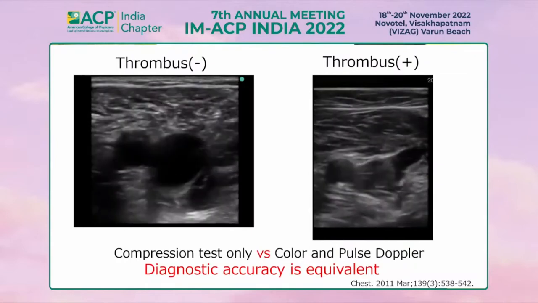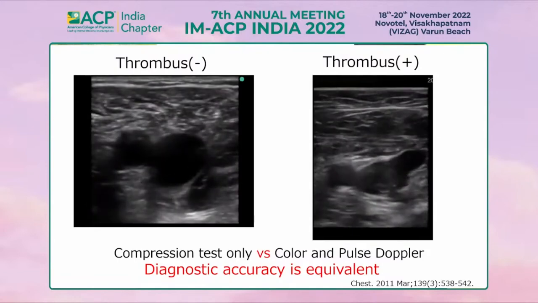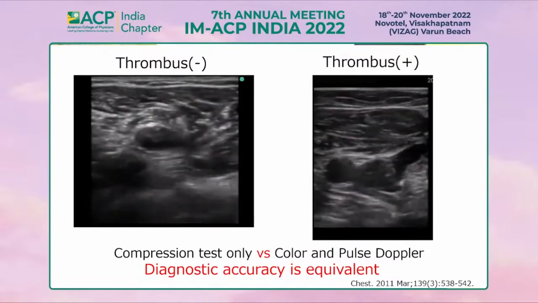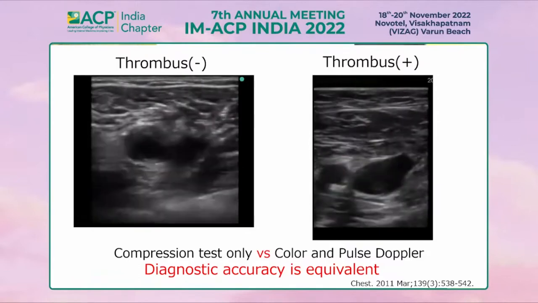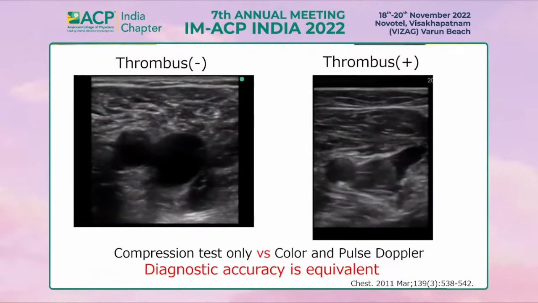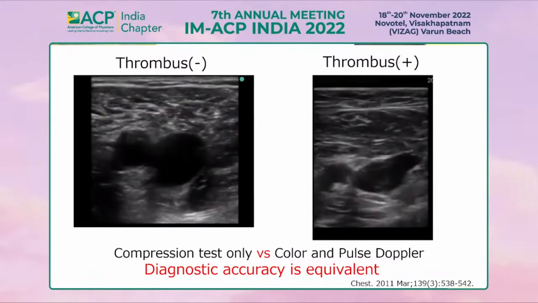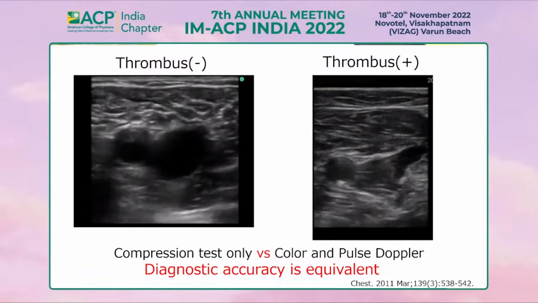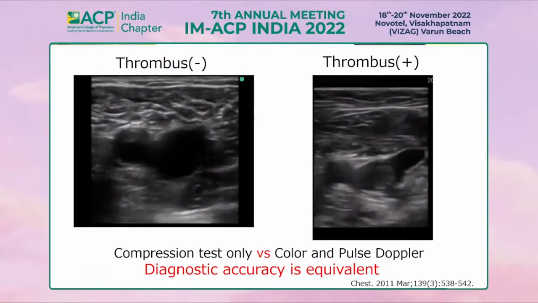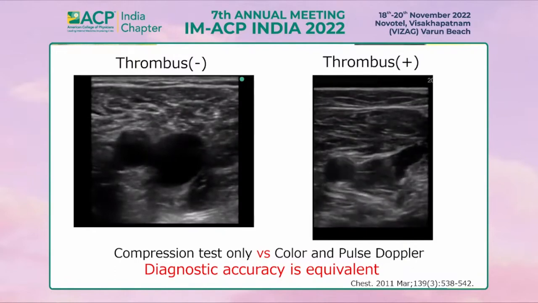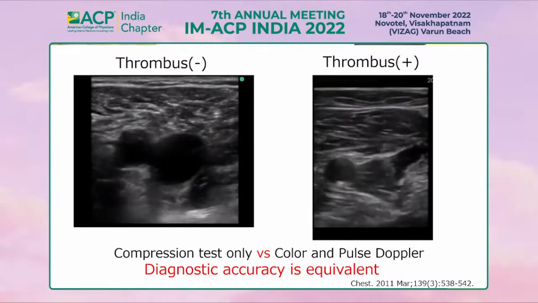These are the movies of compression test. Left side is thrombus negative. Vein is completely collapsed by compression. Right side is thrombus positive. Note that new clots may not be clearly visible on ultrasonography. Compared to color Doppler and pulse Doppler ultrasonography, diagnostic accuracy of compression test is equivalent.